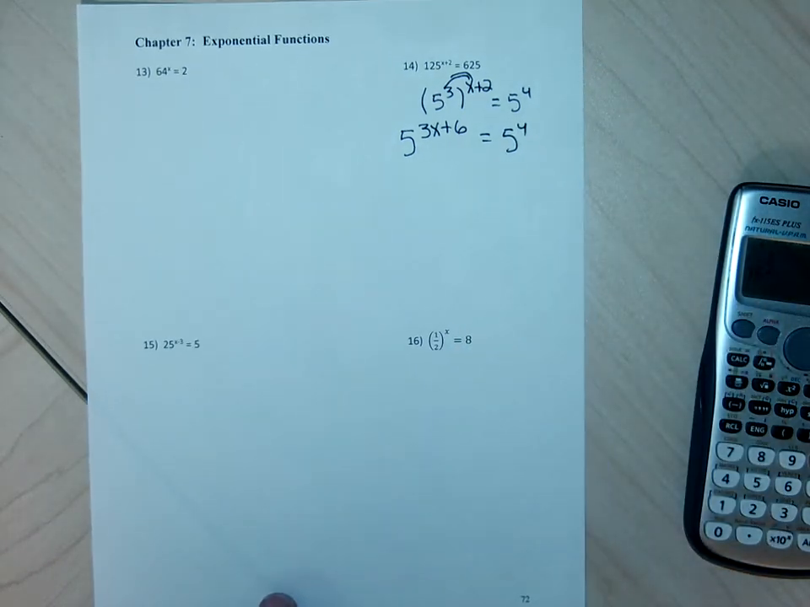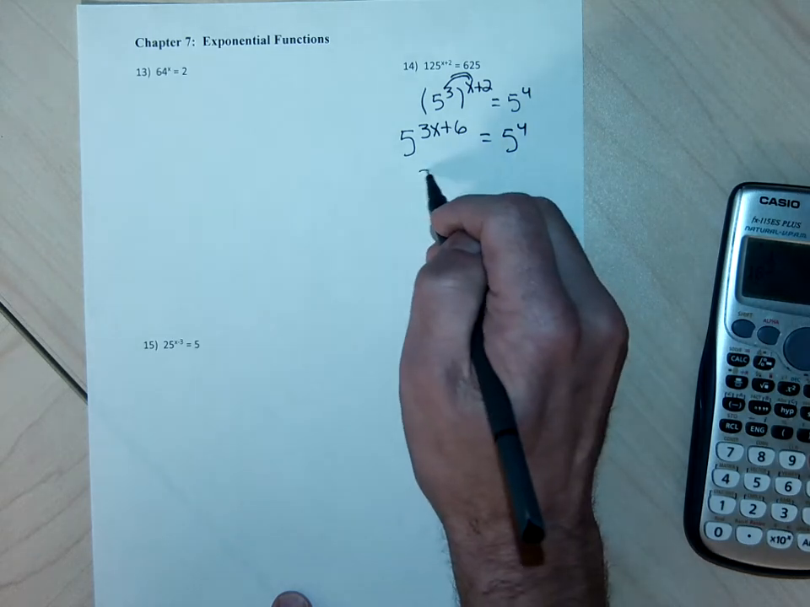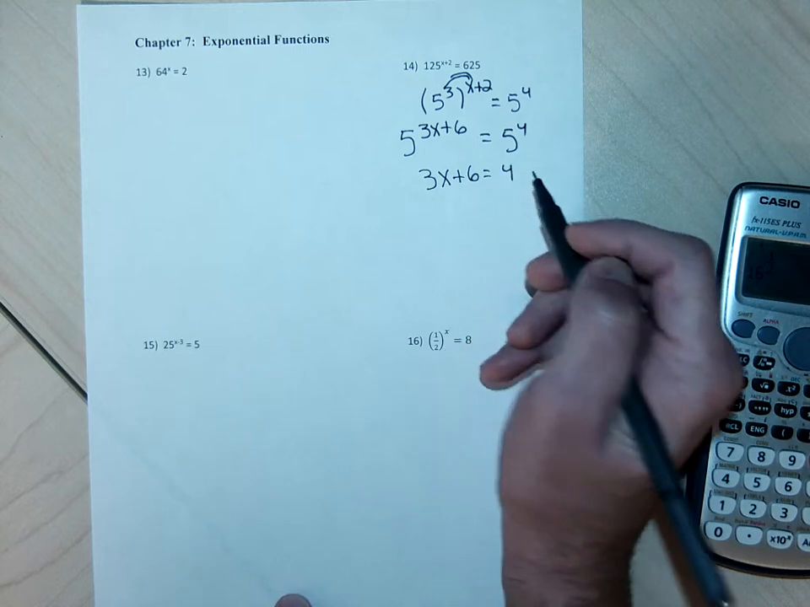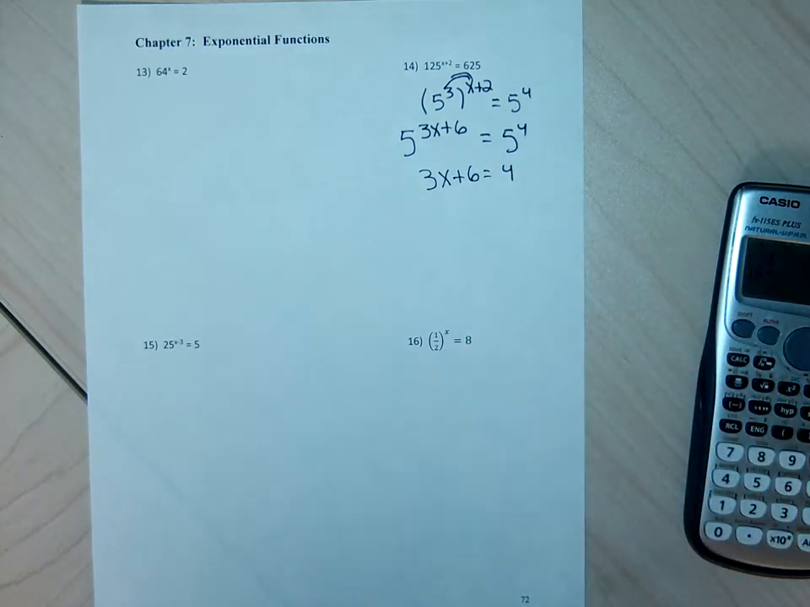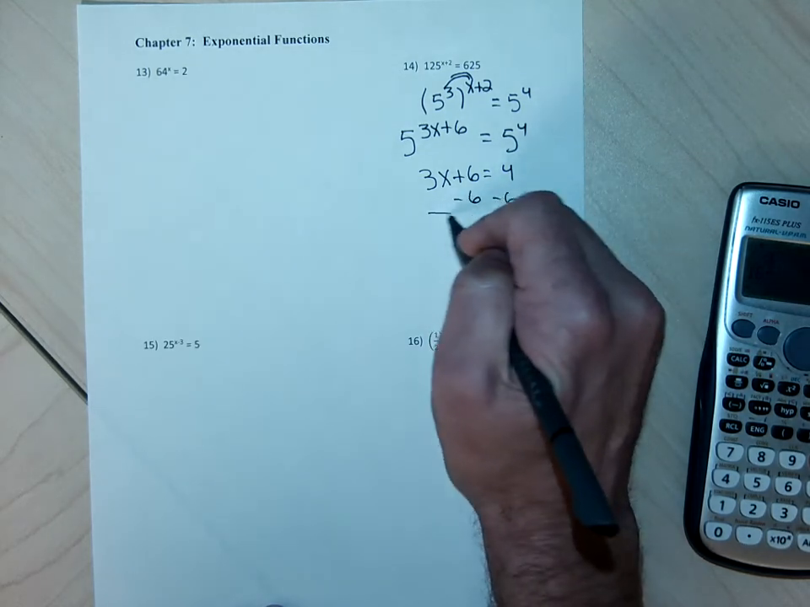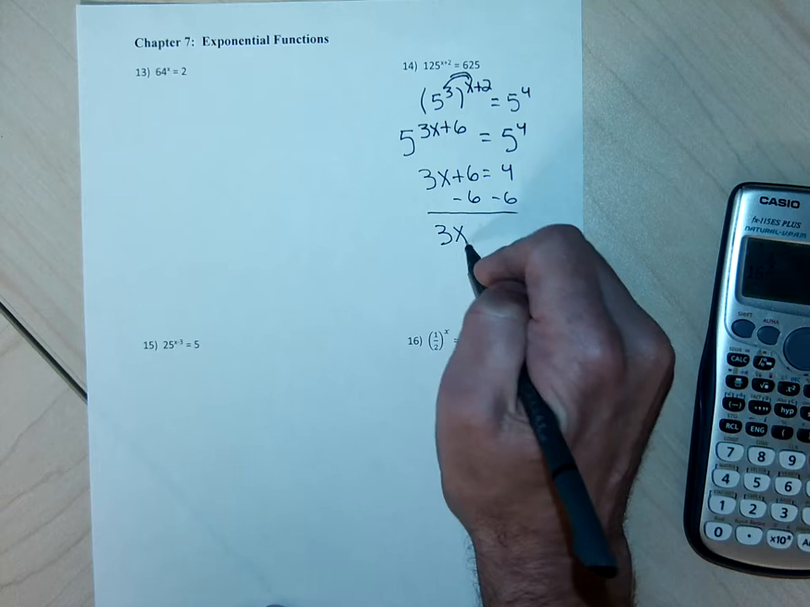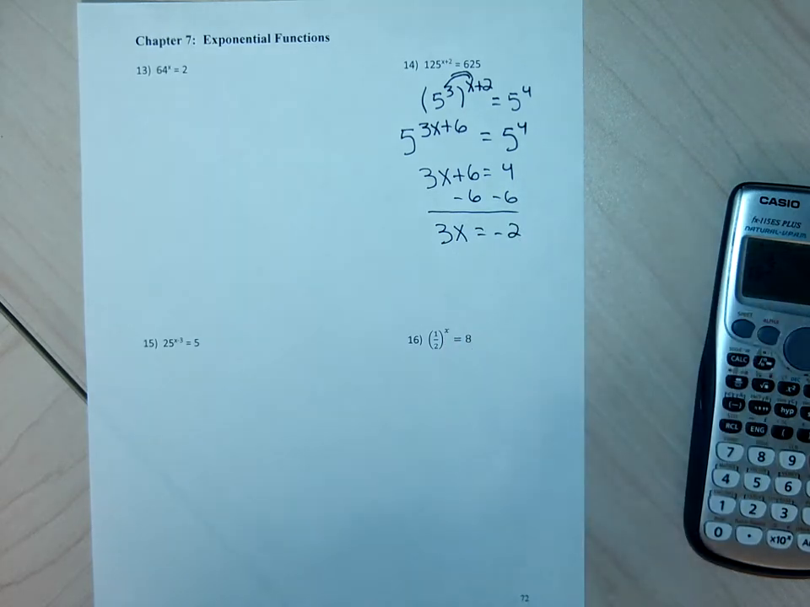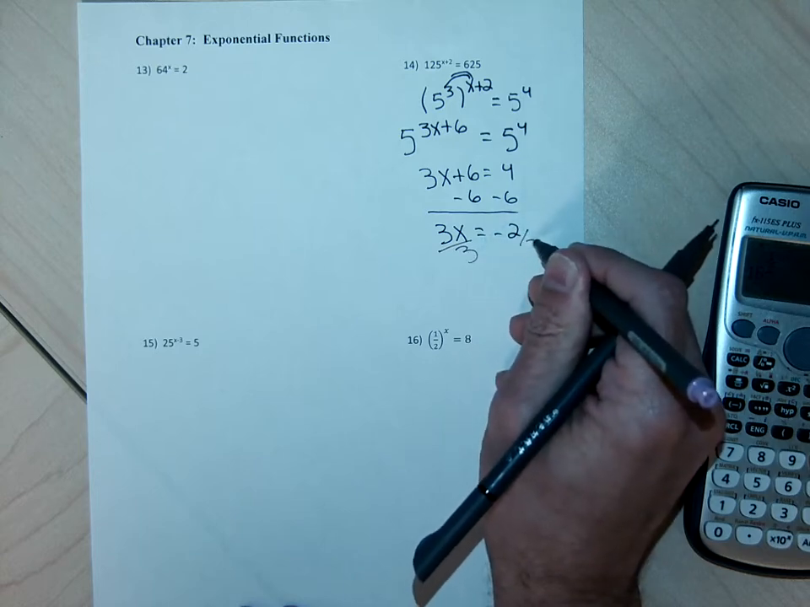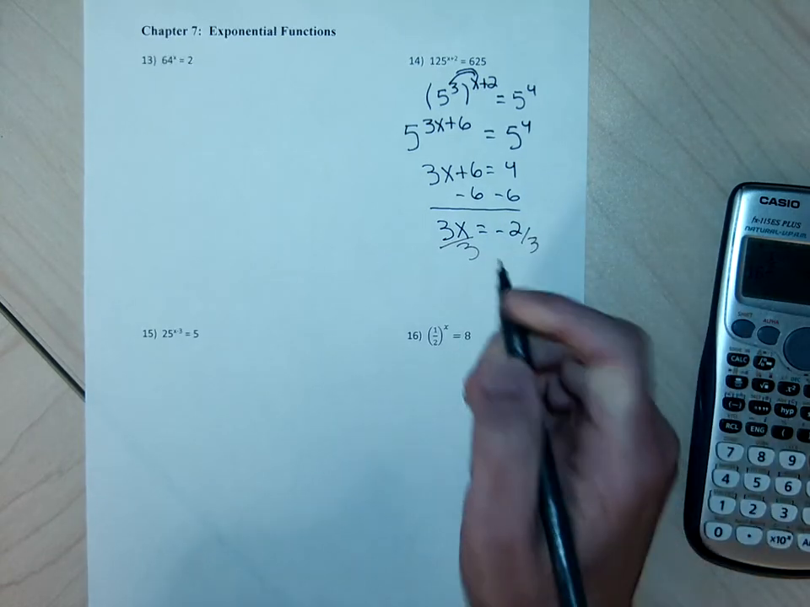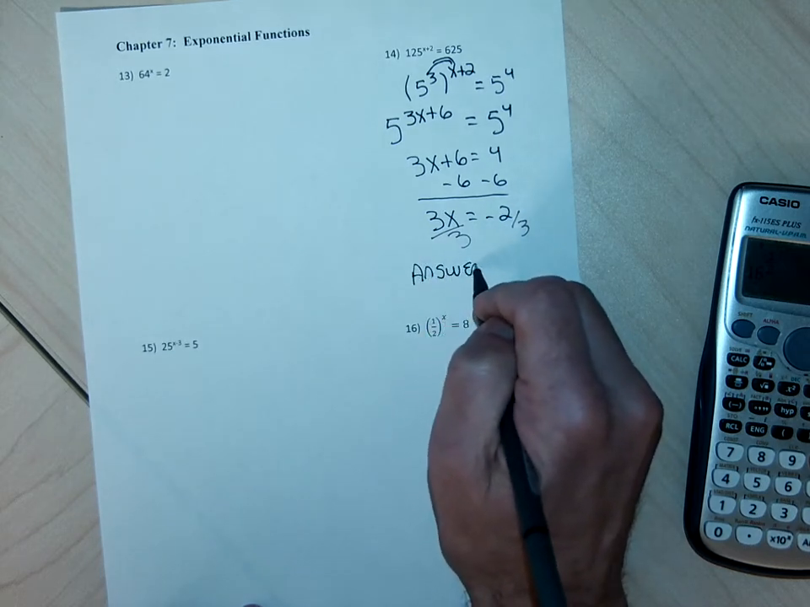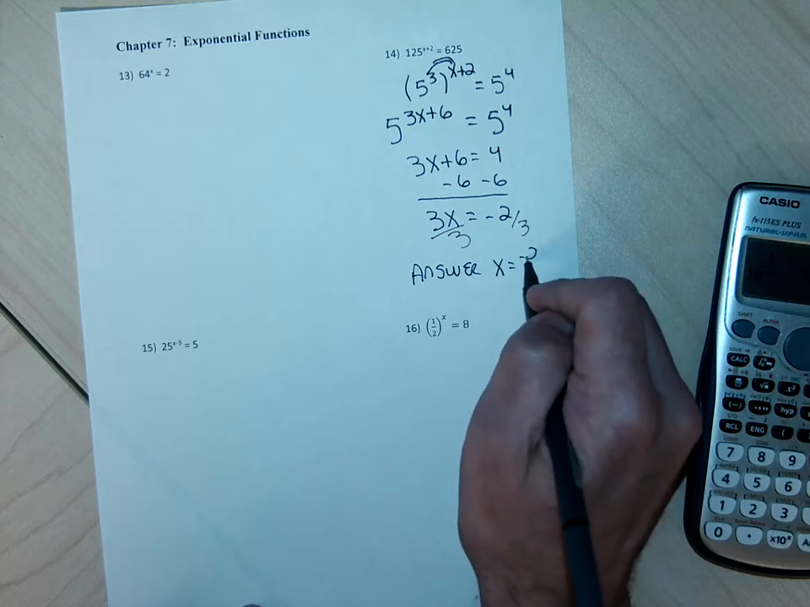Once you get both sides written with the same base, you just drop the bases and set the exponents equal to each other, and then do the algebra to isolate the x. So in problem 14, you get 3x plus 6 equals 4. I'm going to minus 6 from both sides, and get 3x equals negative 2. And then I'm going to divide by 3. And I'm going to get a negative answer that's also a fraction. That means I should really check this because I don't usually make answers like that. But I think my answer is x equals negative 2/3.